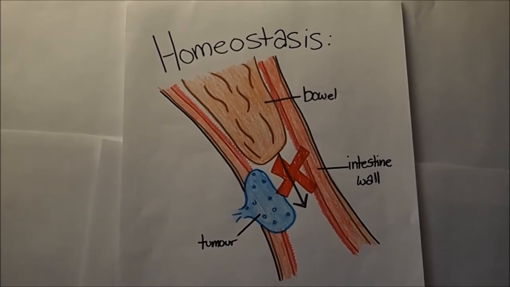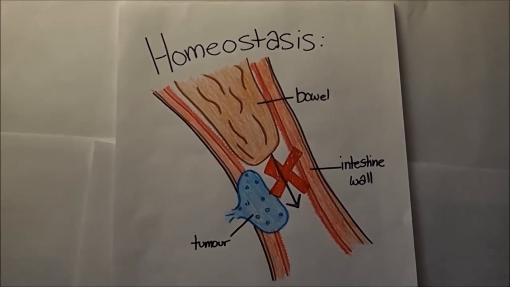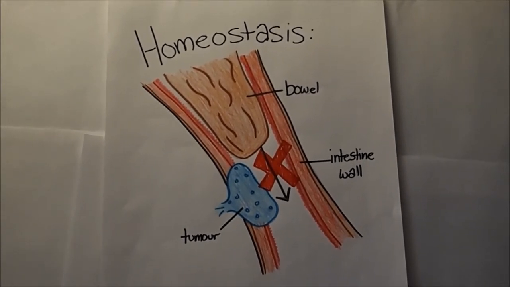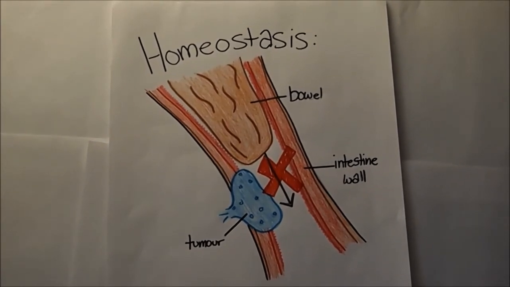Colorectal cancer affects homeostasis because when a tumor develops, it may obstruct part of the rectum, inhibiting normal bowel movements. It also affects homeostasis because the cells are mutated and rapidly dividing, causing harm to other normal cells.